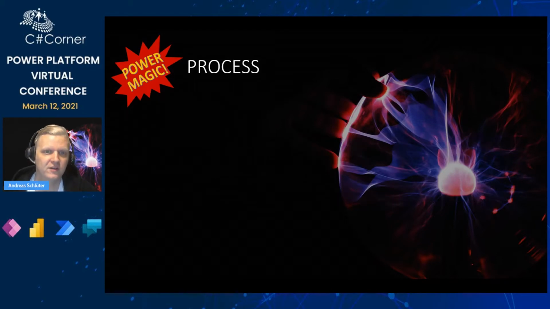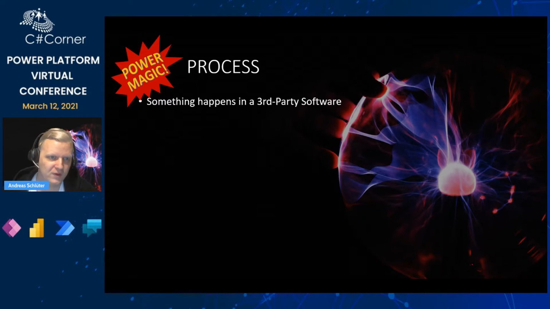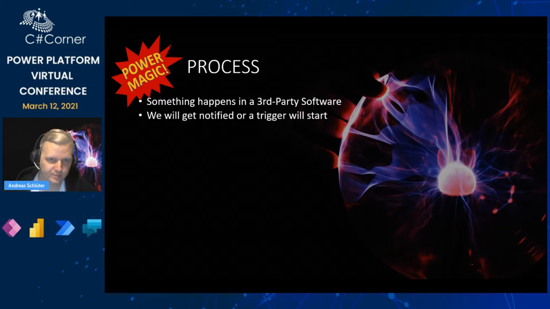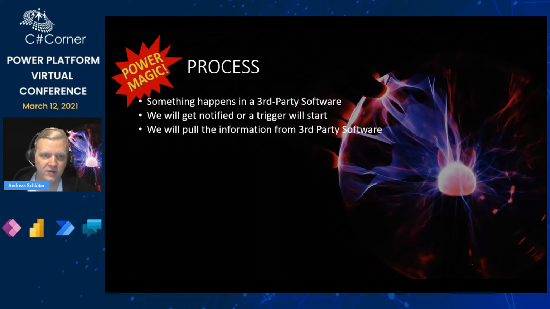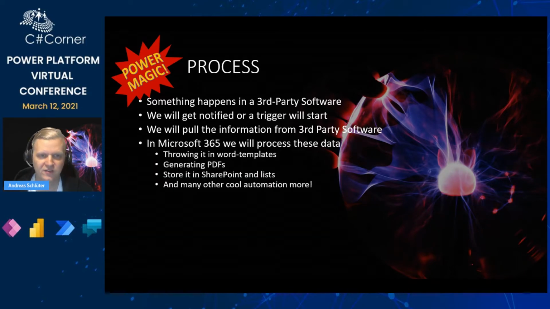What is the process in this scenario? Surely we have a third-party software and something happens in that. Maybe you have a new customer, if it's HR or ERP or CRM. So anything happens, you have a trigger in this third-party software. So you will get notified, or you will have a trigger to start something to get this process working. This information from the third-party software we need to process to get things done.